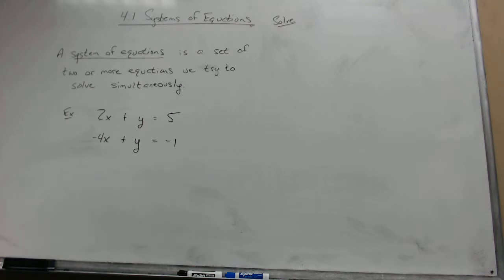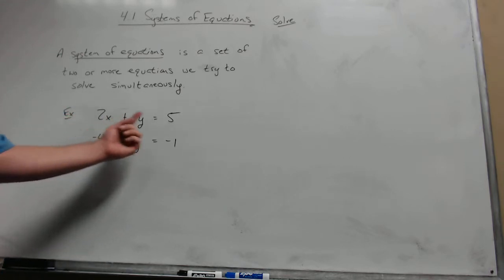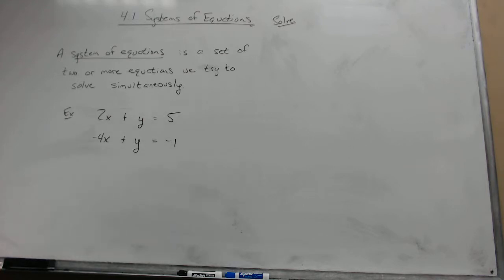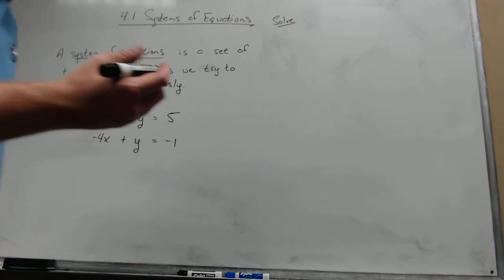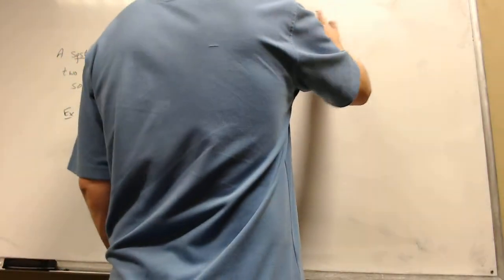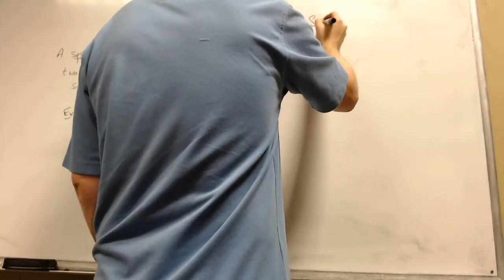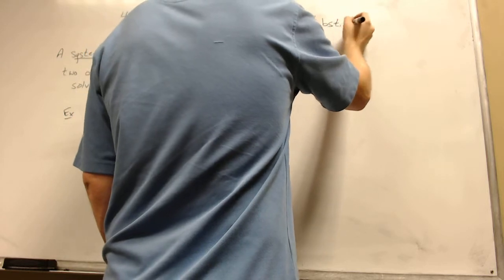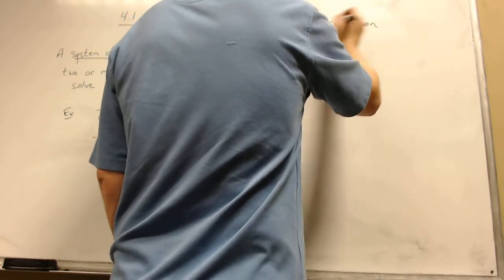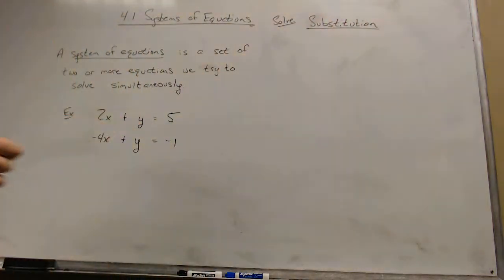The next two ways to solve a system of equations are algebraic in nature, so we're not going to take a look at the graphs. We're just going to try to figure out how we can find the x and y values that will work for both. So there's two main algebraic ways to do this, and the first way is called the substitution method.